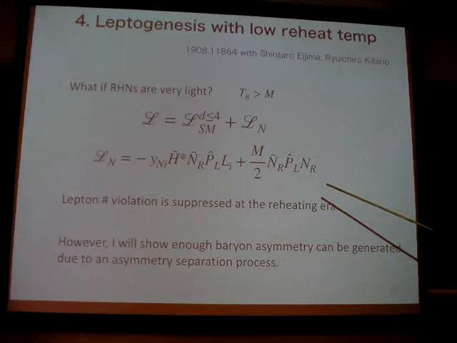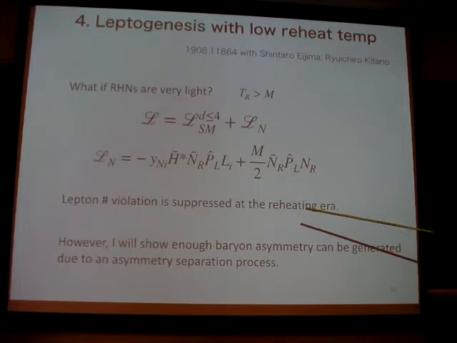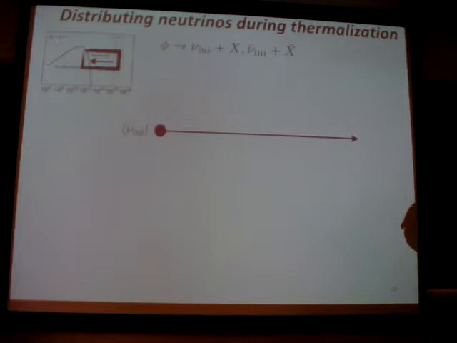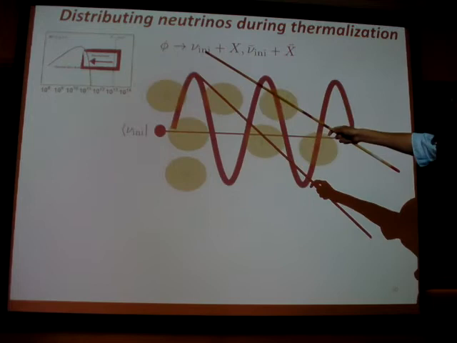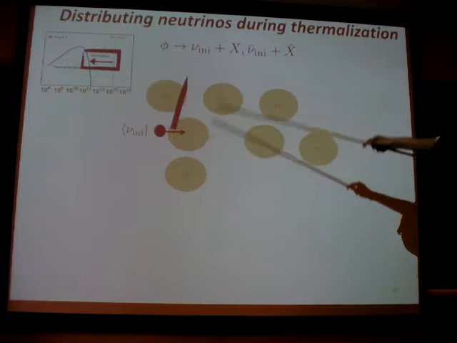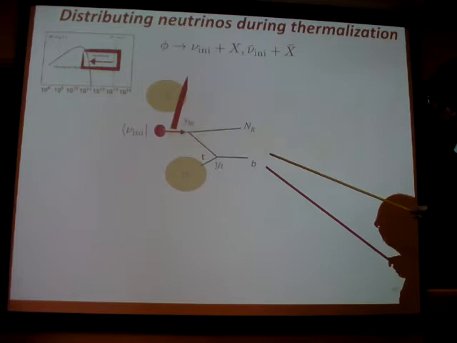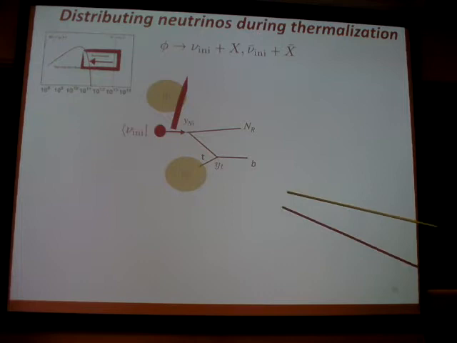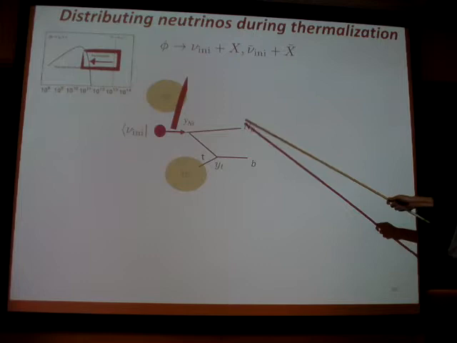First, we introduce the right-handed neutrino. In this scenario, I will show that enough baryon asymmetry can be generated due to the asymmetry separation process. The story is almost the same as the previous discussion. We consider the inflaton decaying into a neutrino, and this neutrino undergoes flavor oscillation, and the flavor oscillation is terminated due to the scattering with the thermal plasma. The new point is that sometimes this neutrino is absorbed via the new Yukawa interaction with the right-handed neutrino. Once the neutrino is absorbed via this interaction, the active neutrino becomes the right-handed neutrino.